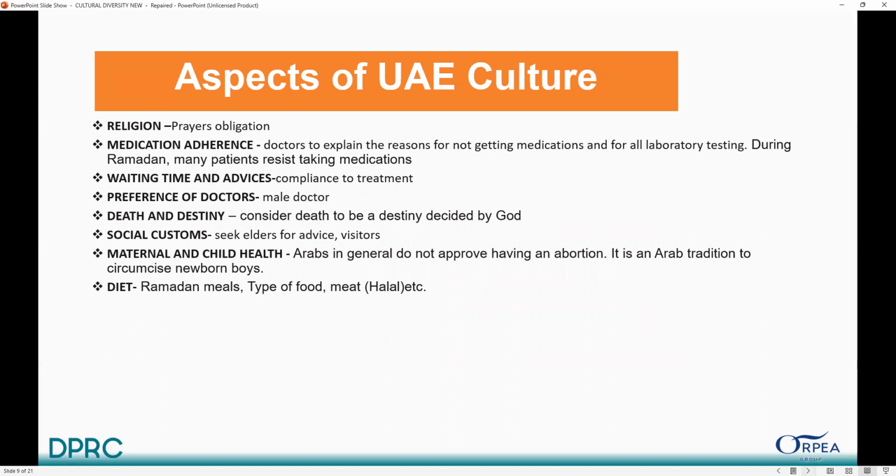Maternal and child health. Arabs in general do not approve of having an abortion. It is an Arab tradition to circumcise newborn boys. Diet: Ramadan meals, type of food, meat, halal, etc.